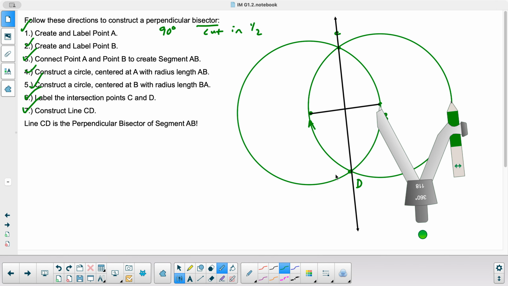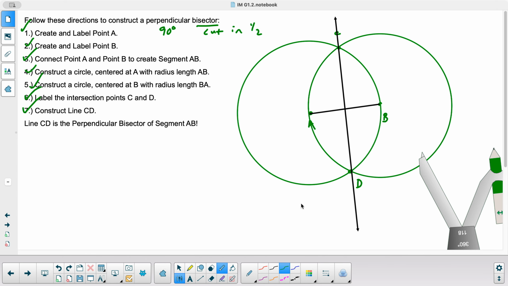So line CD right here is the perpendicular bisector of segment AB. Perpendicular would mean that it formed a right angle, and bisect means that these two segments are congruent. I might want to label that as M for midpoint. So essentially you're saying that segment AM is congruent, which means equal in length, to segment MB. And you're basically saying any one of these four angles is 90 degrees.